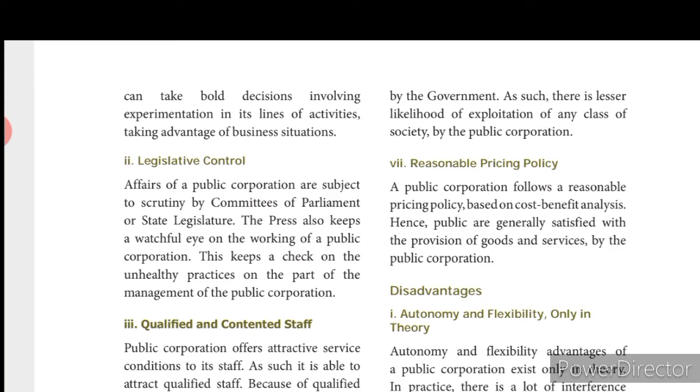The reasonable pricing policy. The public corporation follows a reasonable pricing policy based on cost benefit analysis. So based on the cost benefit analysis, the prices are also reasonable in a public corporation. Hence the public are generally satisfied with the provision of goods and services by the public corporation. So the public is very happy and satisfied with the provisions of goods as well as services. So that is about the public corporation.